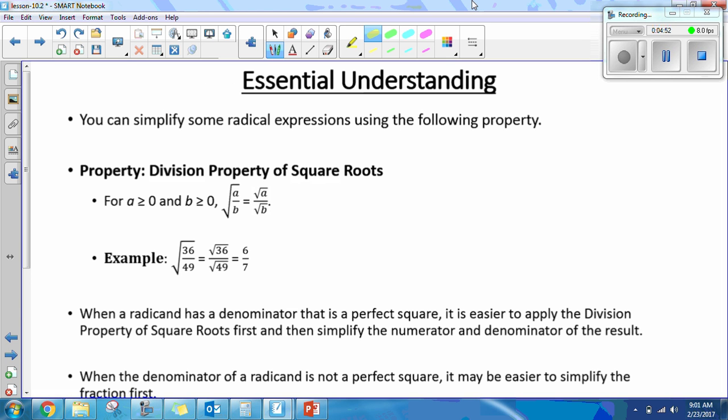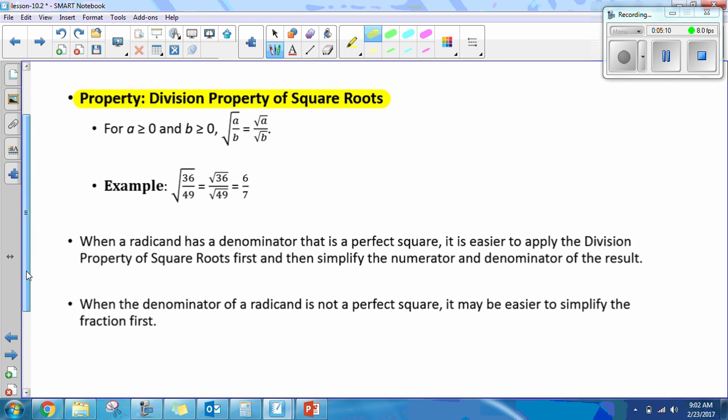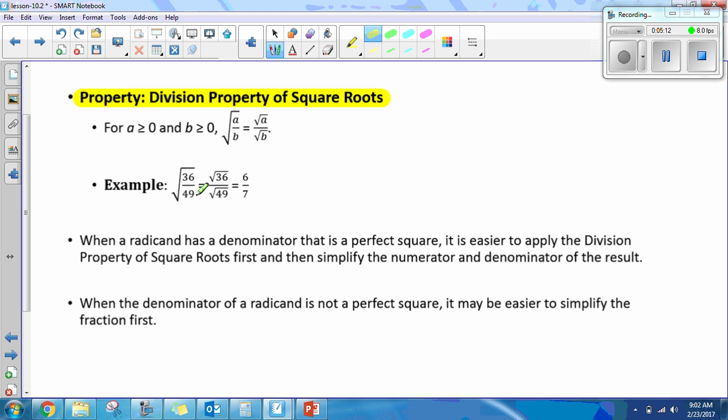You can simplify more radical expressions using the division property of square roots. For a greater than or equal to 0 and b greater than or equal to 0, radical a over b is equal to radical a over radical b. For example, we have radical 36 over 49. We can rewrite this as radical 36 over radical 49, and we know that the numerator is equal to 6 and the denominator is equal to 7.